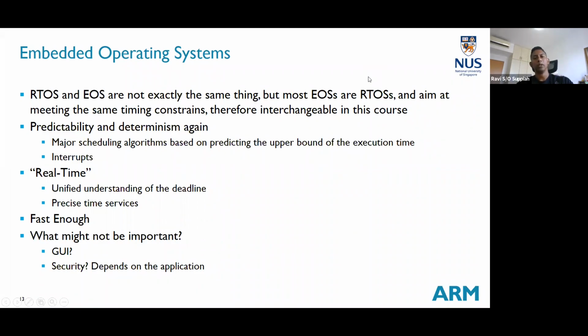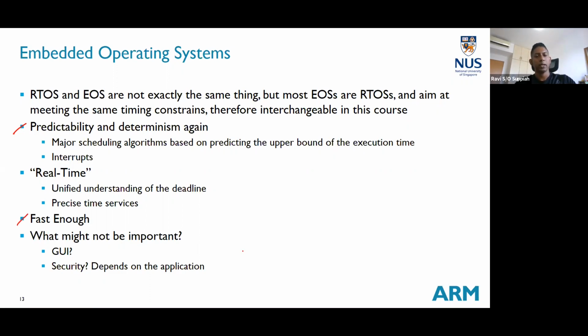Okay, so the whole idea again, the real-time is tied to fulfilling deadlines. All right, so as long as you have a requirement to fulfill deadlines in order for a system to function correctly, then you need a real-time operating system in your design. So that predictability and determinism is what we are looking at, and it must be fast enough to fulfill the deadline.